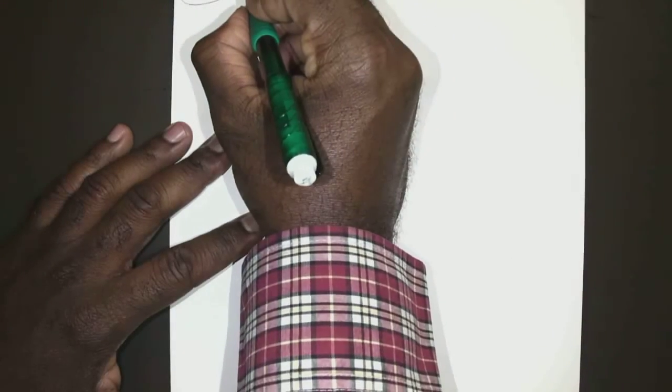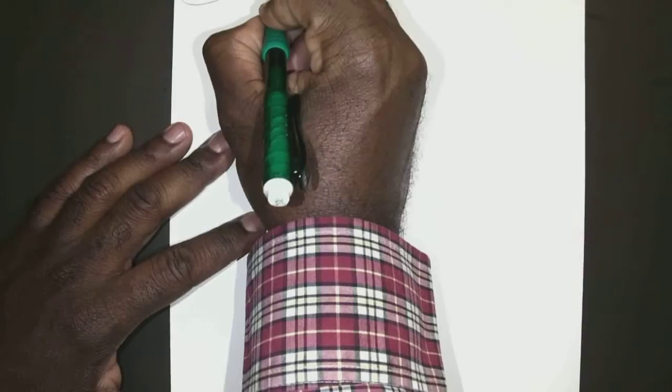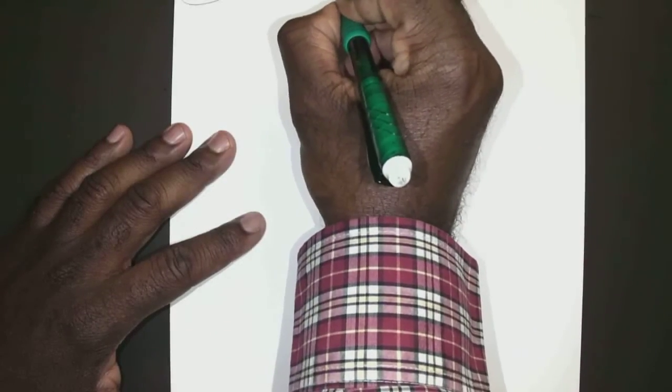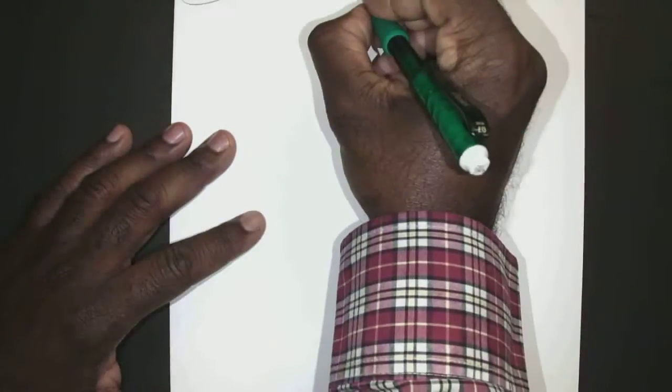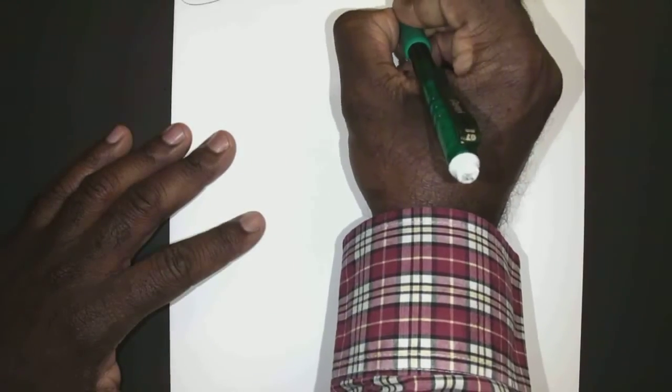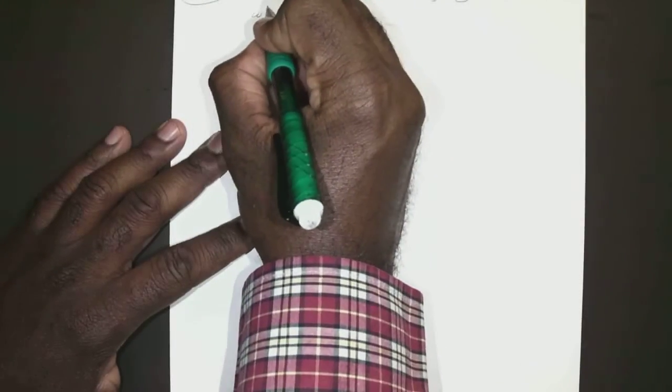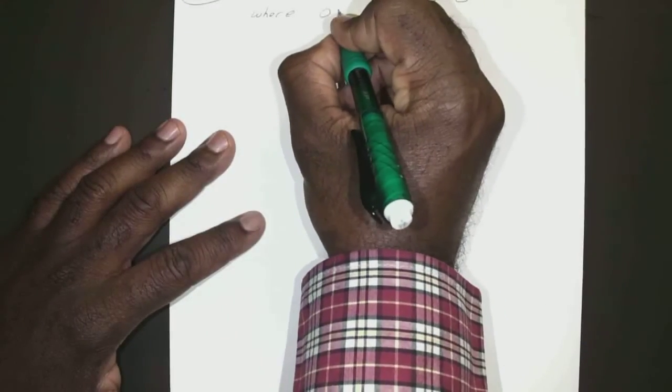Okay, so for the next example, say if we wanted to solve negative sine squared theta plus 7 sine of theta minus 3 equals 0, where theta is between 0 and 2 pi.